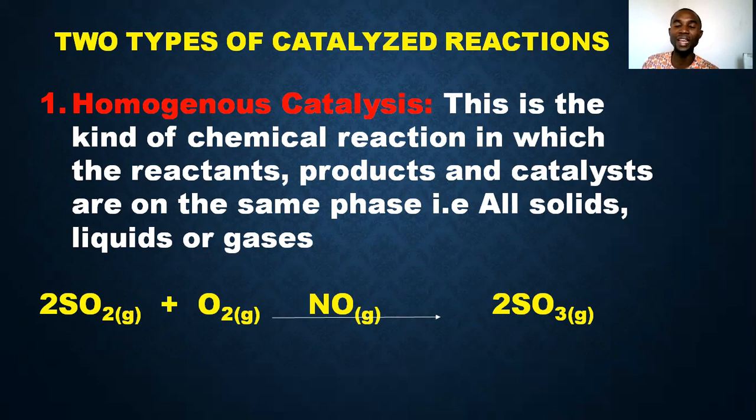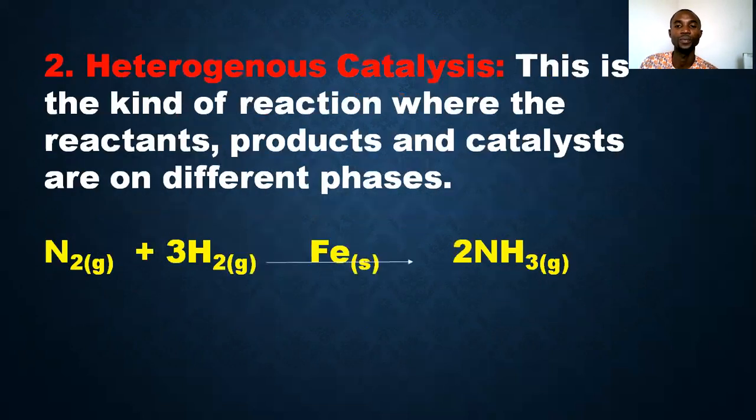So that's what we mean. When all of them exist in the same state, we call it homogeneous catalysis. It is a catalyzed reaction in which the reactant, product and the catalyst involved are in the same state of matter. While heterogeneous is when the reactant, the product, and the catalyst are in different phases.